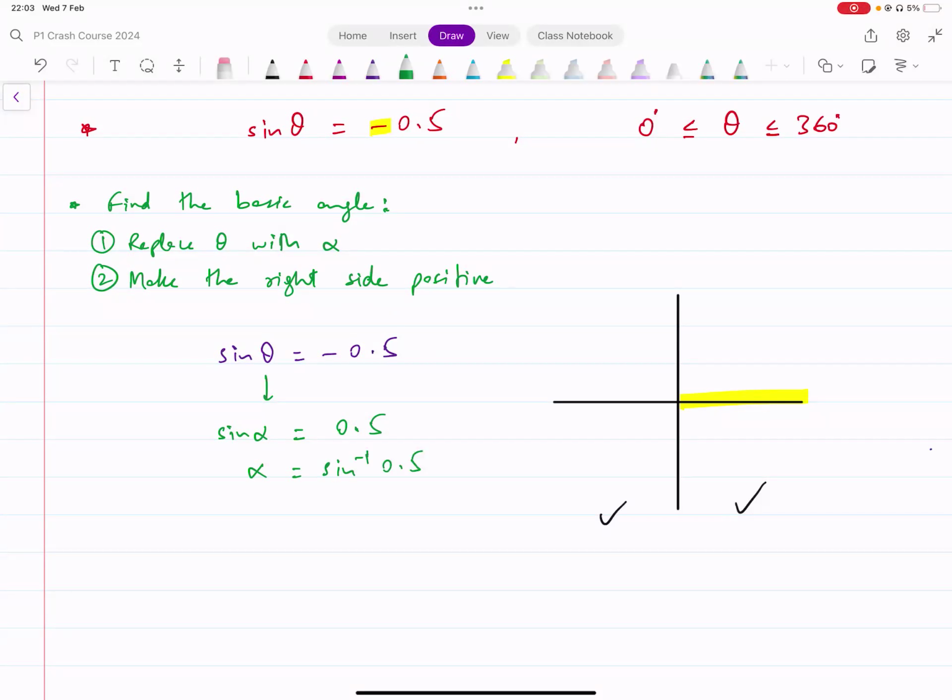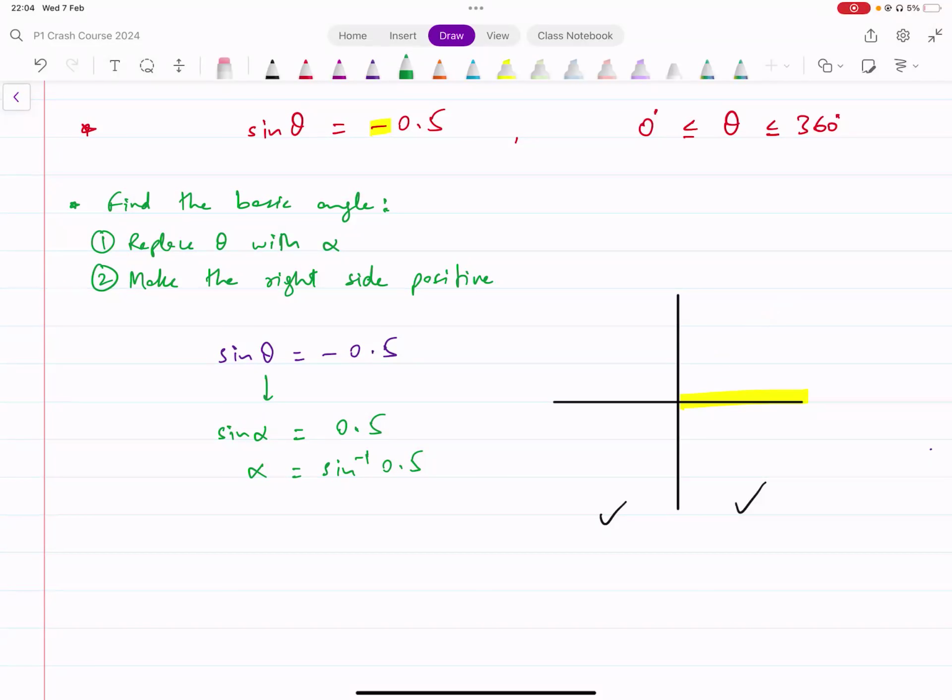Now, why are we doing this? Why are we making it positive? Because remember, we said alpha, the basic angle, is supposed to be an acute angle. Where does an acute angle fall? Acute angle is in the first quadrant, right? Generally, it's the first quadrant. Acute angle 0 to 90, that's an acute angle. In the first quadrant, all ratios are positive.